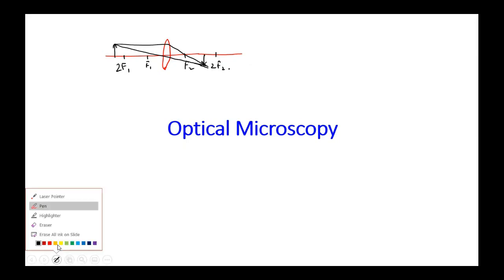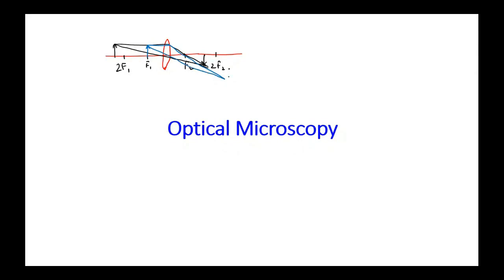Now, if I bring this object, say at f1, we will be getting a bigger image. However, if we bring this object further nearer to the lens, the rays will follow in this way, and if you see, there is a divergence over here, so no image will be formed on the other side of this convex lens.